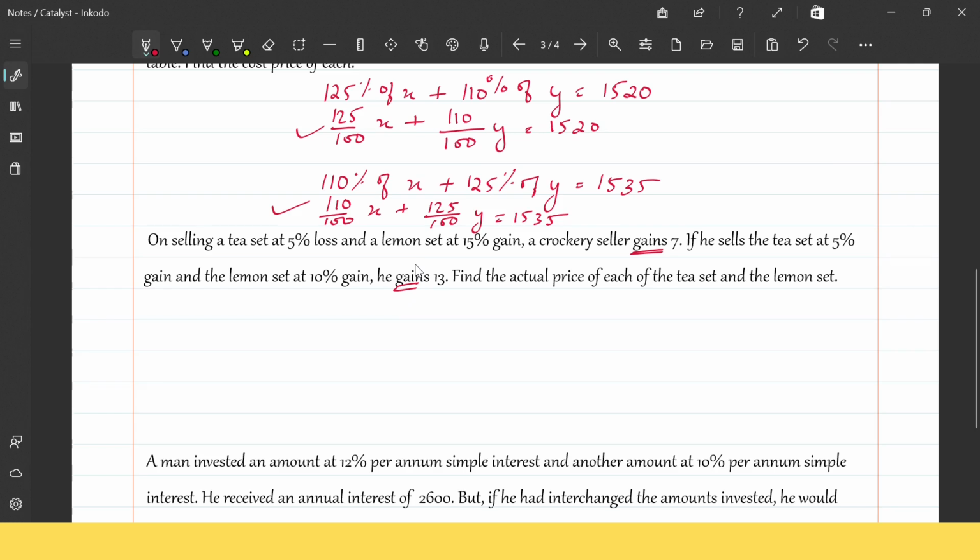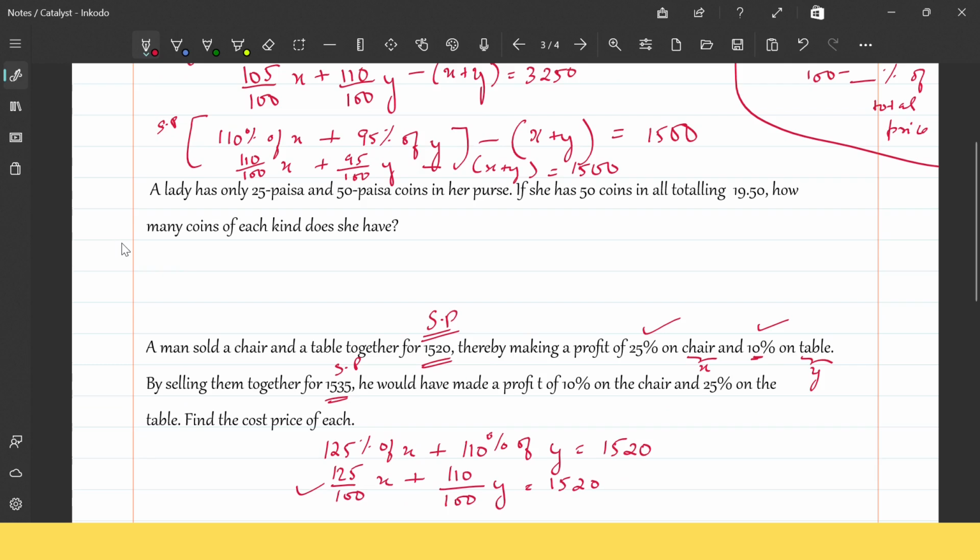Find the actual price of each of the tea set and the lemon set. Now I will leave this as homework for you. Please do solve it. I'm 100% sure that if you have understood the first one, and tried and worked it out, this one will become very easy for you. Please do solve it and drop the answers in the comment section so that I know you are following along with me.